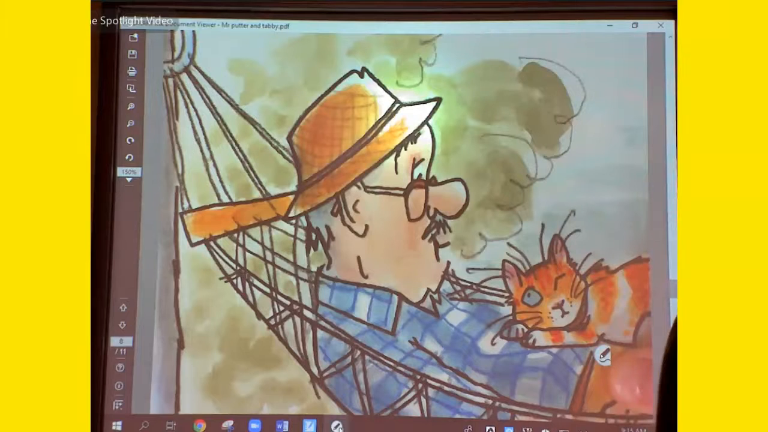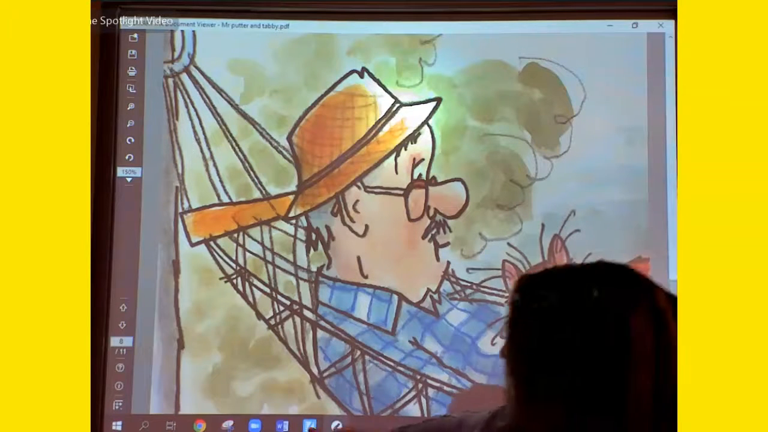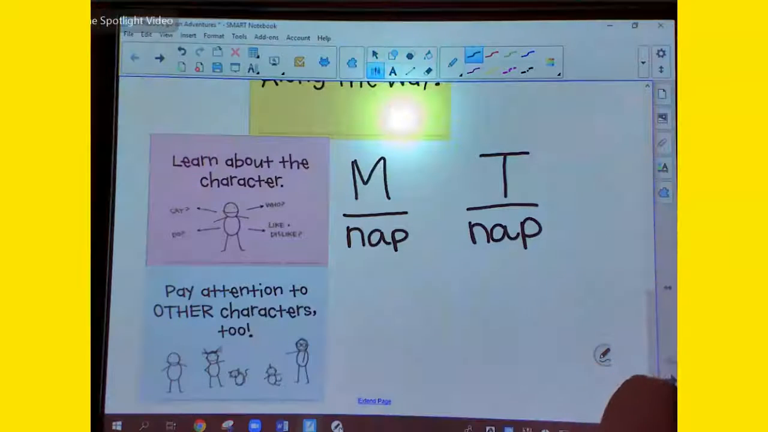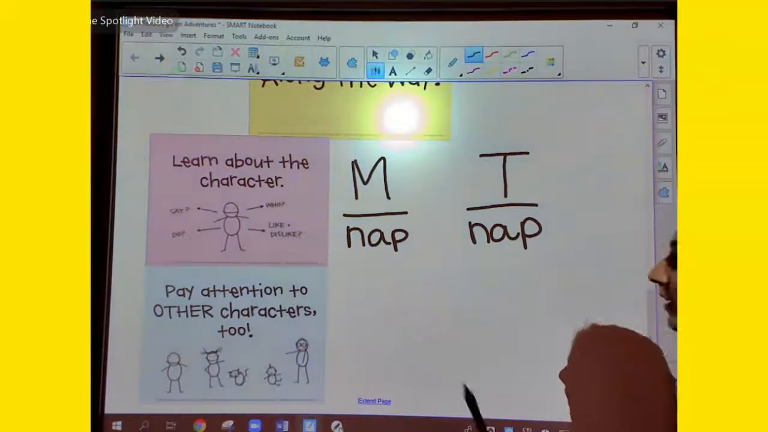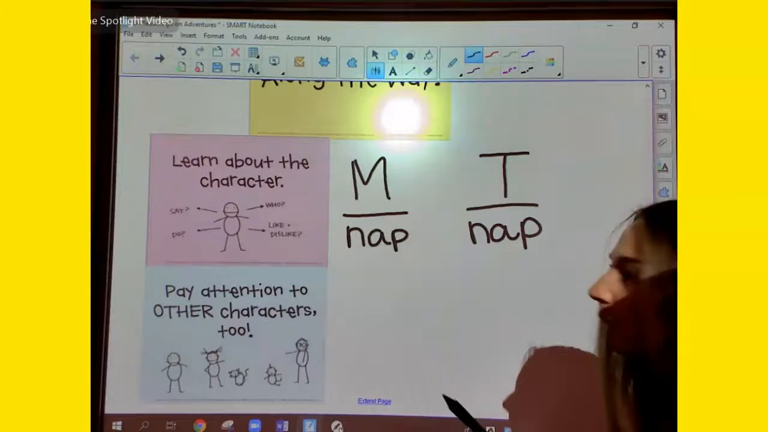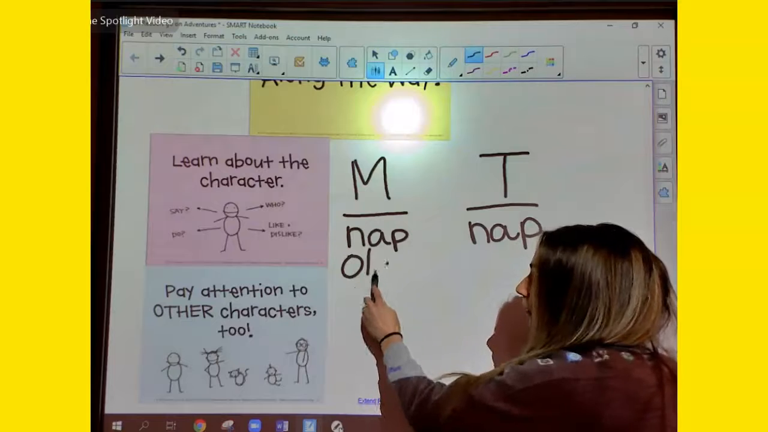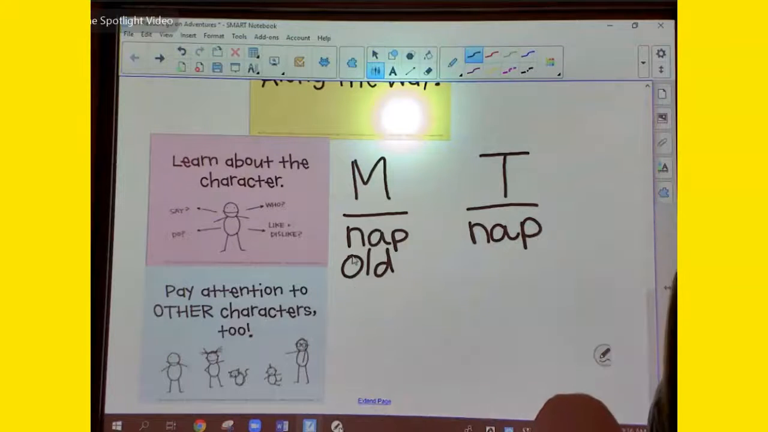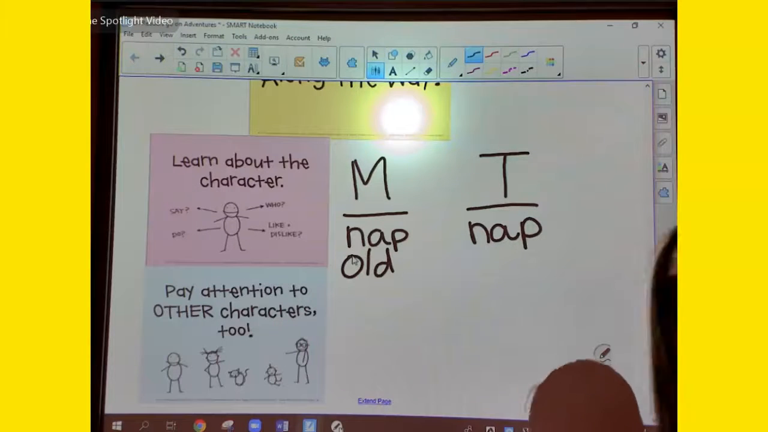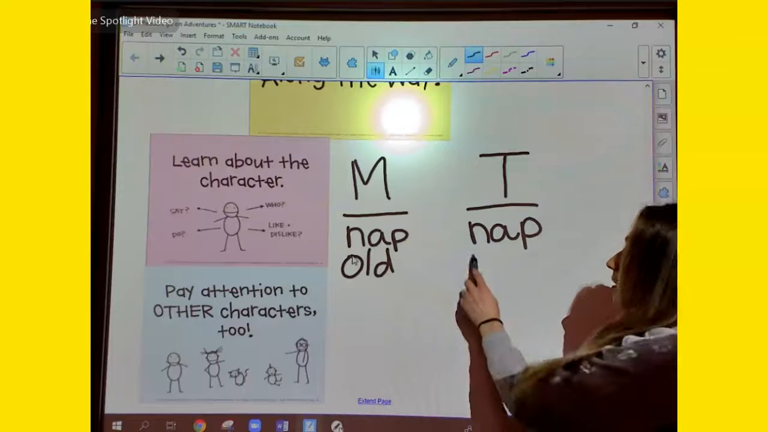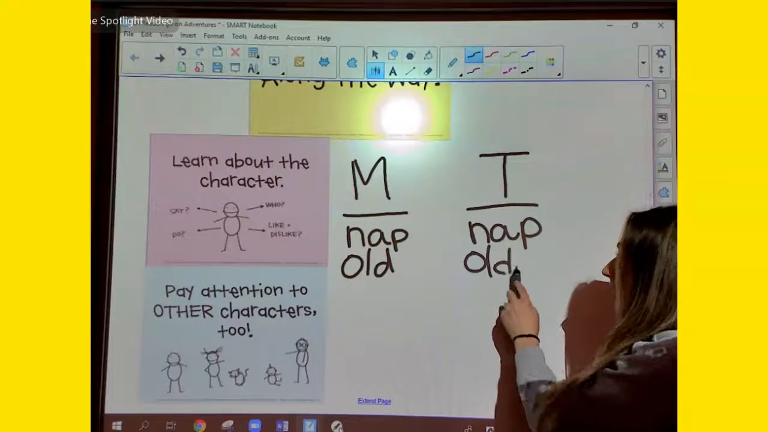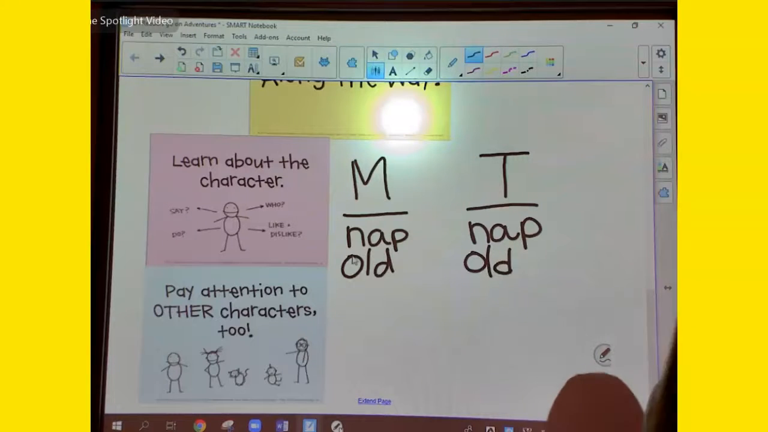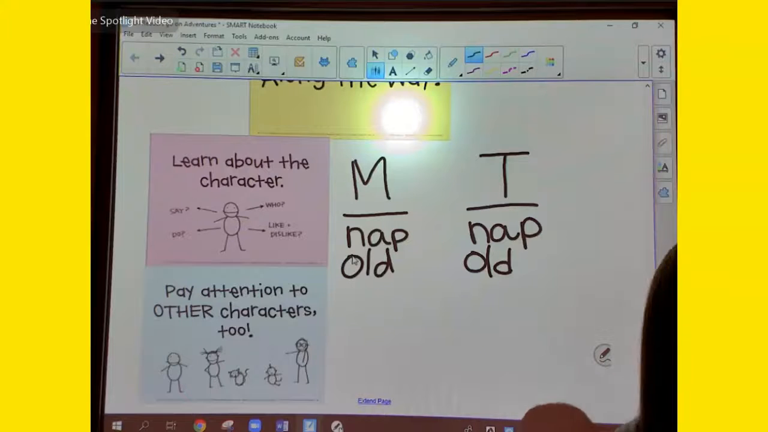What could we say? They're both old. Nice job, Petra. So we can add to our chart. Mr. Putter, you said around 90 probably. So he's old. And then the story told us through the author's words that Tabby is also old. So far, these two characters are a lot alike. And I bet that's why they hang out all the time. Time to pause.